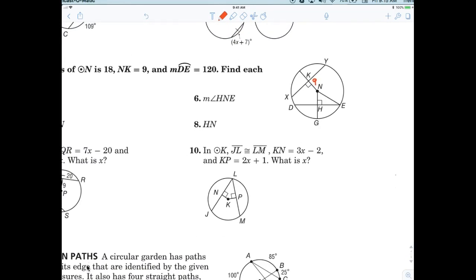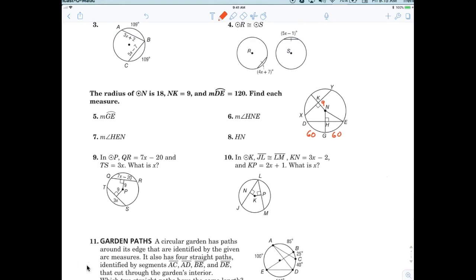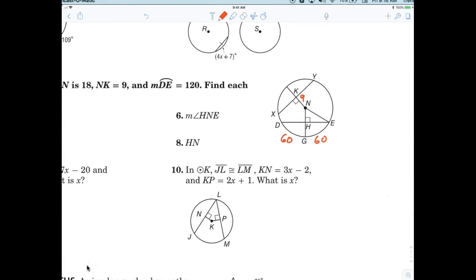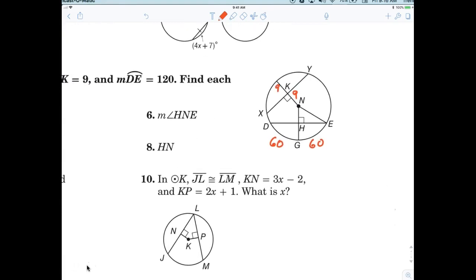And then the measure of arc DE is 120. All right, so if the measure of arc DE is 120, I prefer that you put 60 and 60. All right, then it says that the radius is 18. Therefore, I would like for you to say that this part right here is 9. Do you agree? Yes. Right, and then we could say that NE is 18. And then, now, go ahead. HG and H are both. Yes.